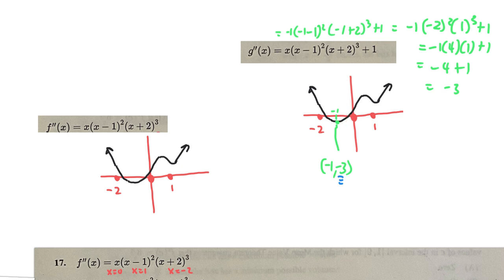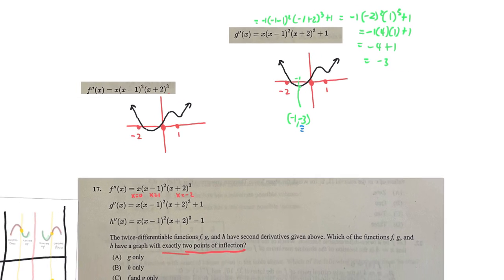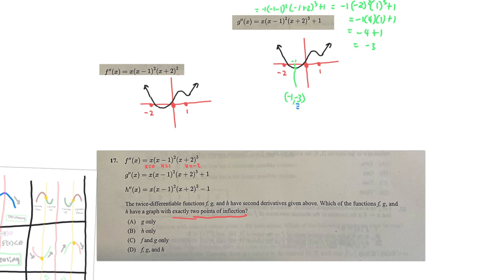So far, we know that the graphs of f double prime of x most definitely has exactly 2 inflection points, and we have also seen that G double prime of x most definitely has exactly 2 inflection points. So that's good. Let's take a look at the answer choices. This one says that it's G only. Well, we know that's wrong. This one says H only, so we know that's wrong. This one says F and G, so that could be the case, but this one says F, G, and H. So, of course, now we have to look at H double prime.